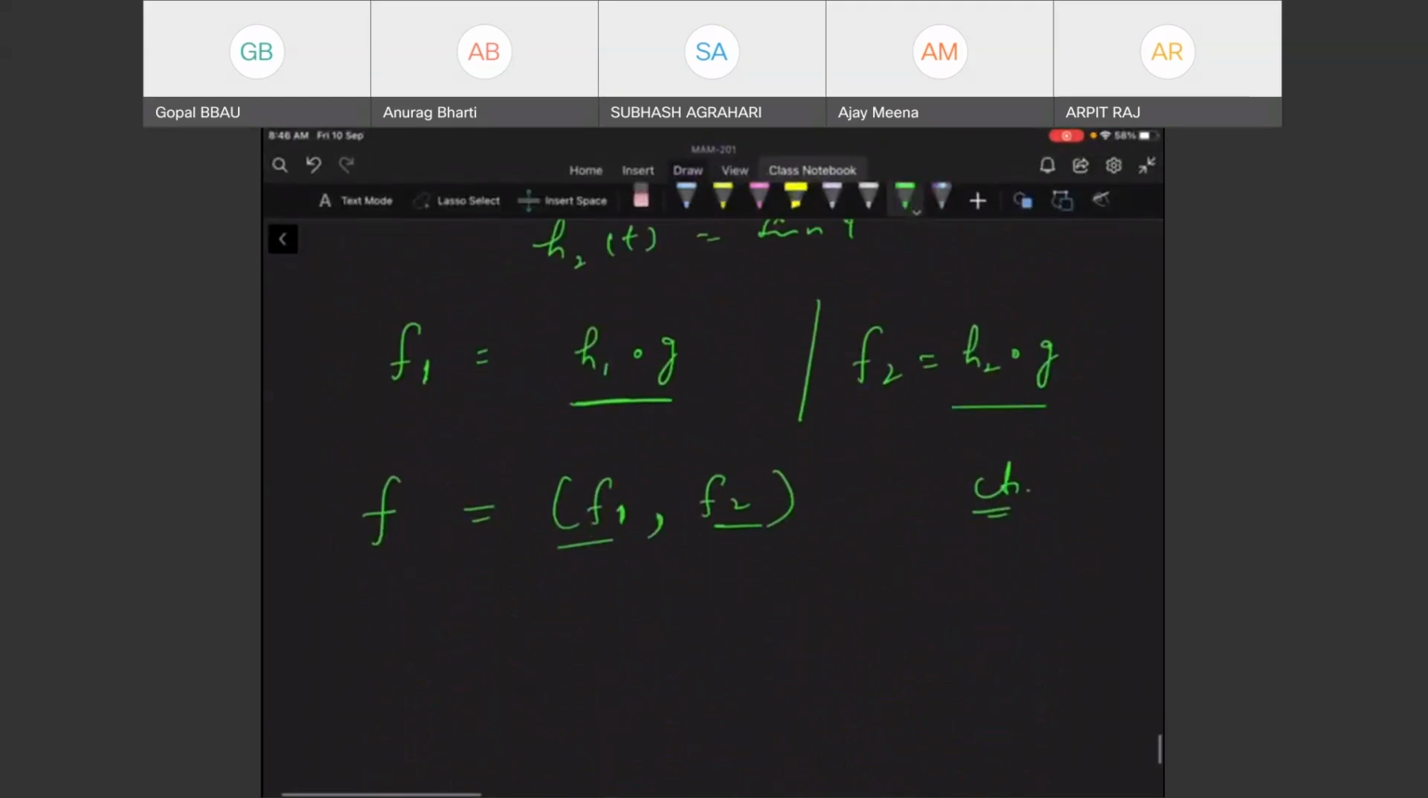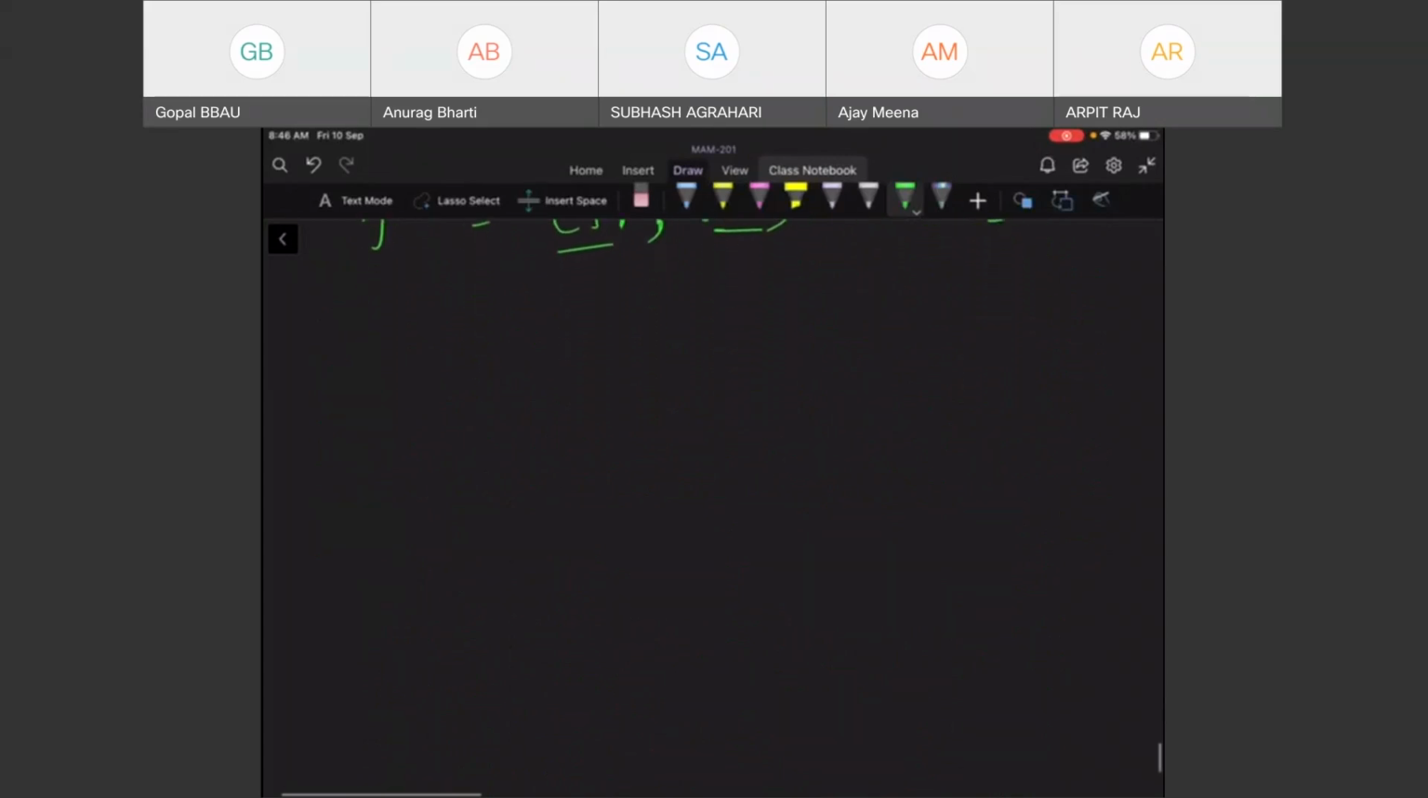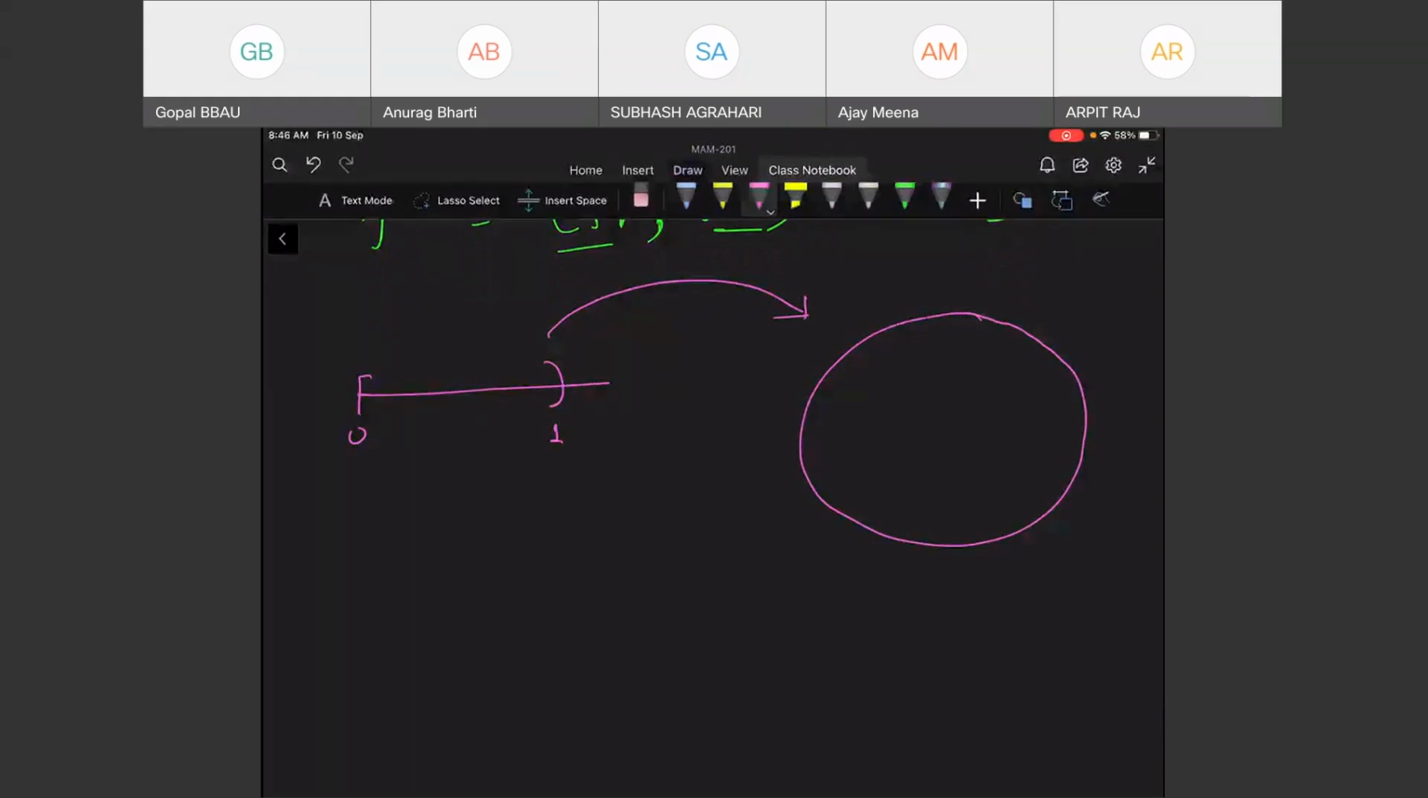To see this, let me make a diagram here. This is 0, this is say 1, and F will map this part to this circle, S1.